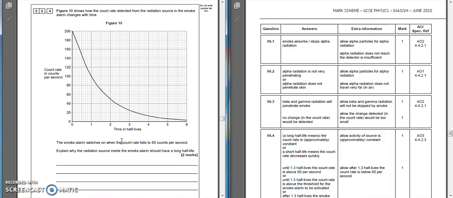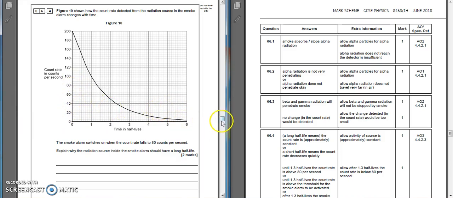So you could say a long half-life means the count rate is going to be constant or steady, or the alternative, a short half-life would mean that the count rate would quickly decrease and then you'd have to keep buying new smoke detectors. So at which point is it useful? Up to about 80 counts per second. So that's going to be 1.3-ish half-lives. So if your half-life is 5 minutes, after just over 5 minutes, it's now going to be a useless device. So we're going to want that half-life to be a decent amount of time.